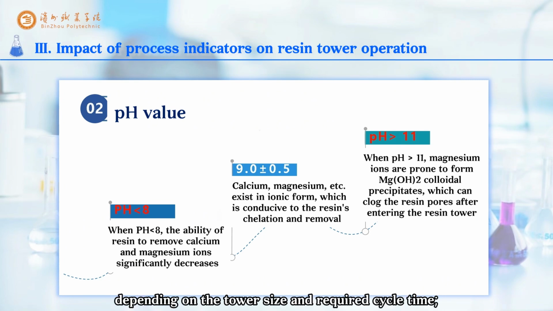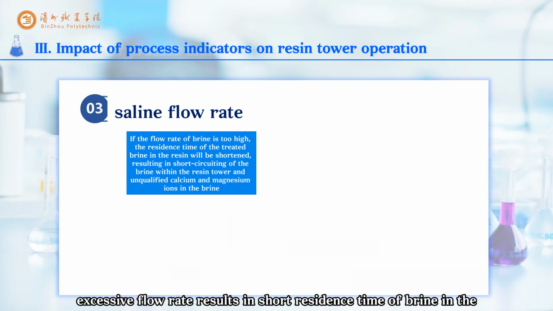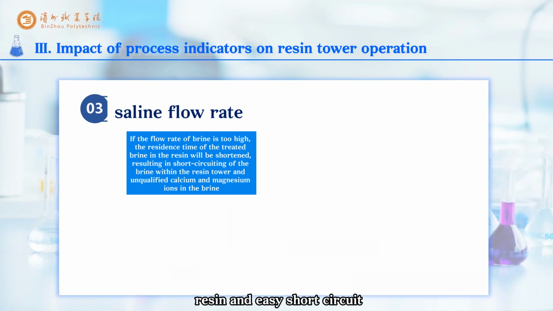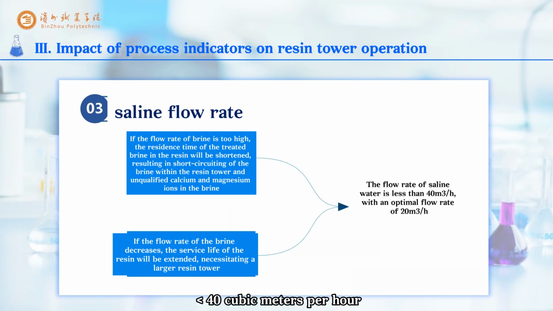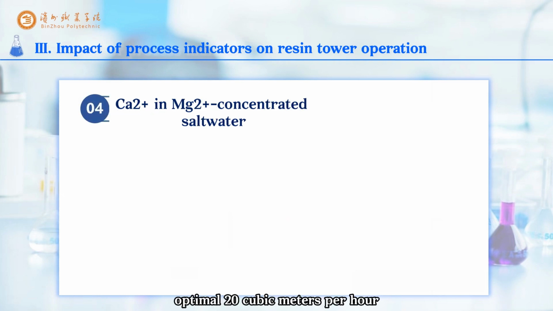Brine flow rate is determined by the resin tower selection and filling volume, depending on the tower size and required cycle time. Excessive flow rate results in short residence time of brine in the resin and easy short circuit, leading to excessive calcium and magnesium ions. Too small a flow rate requires a larger resin tower. Control requirement: less than 40 cubic meters per hour. Optimal: 20 cubic meters per hour.